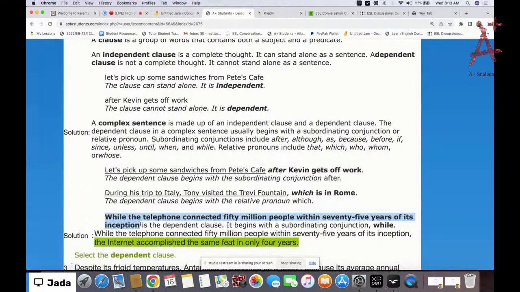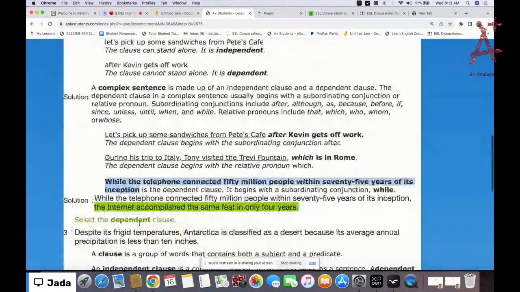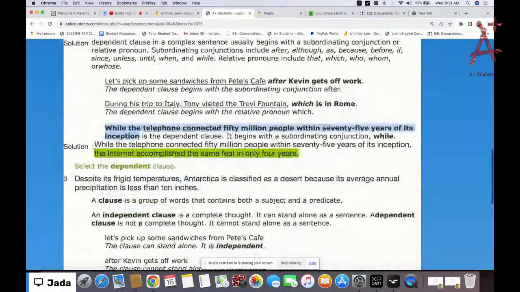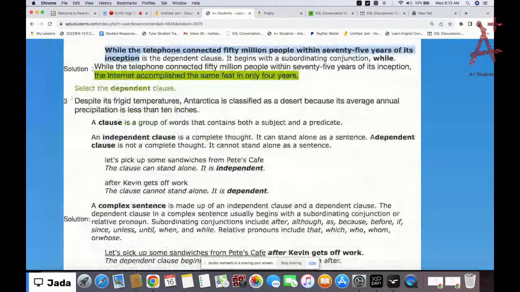Okay? So now, as long as you see a subordinating conjunction or a relative pronoun, that's the beginning of the dependent clause. The dependent clause always starts with either the subordinating conjunction or the relative pronoun. Okay? So, yeah, that's it. All right, so let's check some more examples before we go to the test.